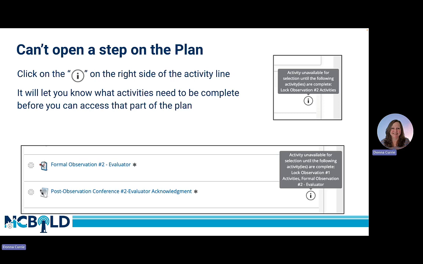If you can't open a step on a plan, something hasn't been done before that. If you have ever looked in the plan, at the very end, there is an I. If you hover over that I, it'll tell you what steps have to be completed before that can be opened. So you'll see here that this activity is unavailable until that number 2 activity has been locked. Here, this will tell you that activity number 1 has to be locked and the formal observation has to be locked. So it's going to tell you what has to be done before you can open that step. So if you can't open a step on a plan, just make sure you hover over the I, and it'll tell you what hasn't been done.